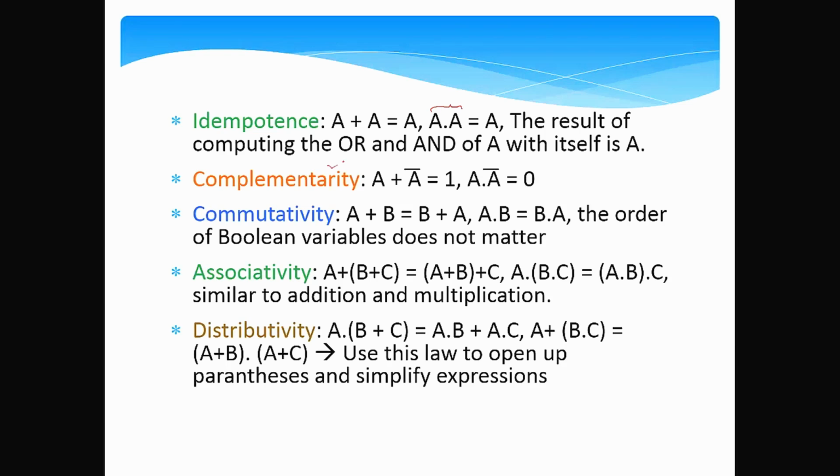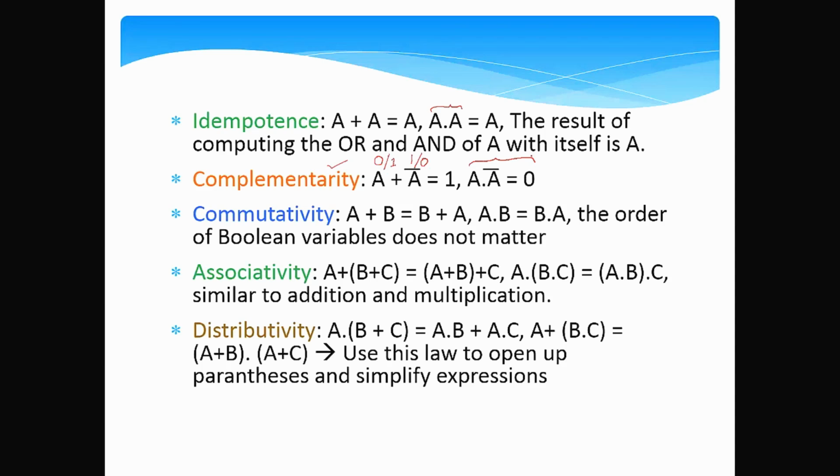The property of complementarity is interesting, which says that any number ORed with its complement is equal to 1. Easy to verify. Consider 0. The NOT of 0 is 1, so 0 or 1 is 1. Then you consider 1, and the complement of 1 is 0, so 1 or 0 is also equal to 1. And similarly, we have this property over here, which is A and A bar is equal to 0, which can easily be verified in the same fashion.